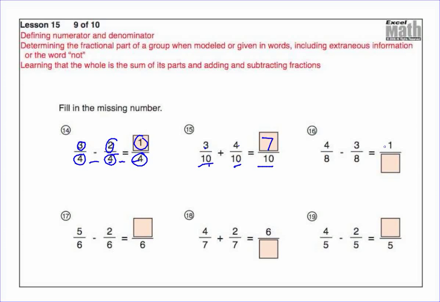So 4 take away 3 is 1, but the denominator is going to stay the same. 4 eighths take away 3 eighths is 1 eighth. 5 sixths minus 2 sixths is going to be 3 sixths because 5 minus 2 is 3. 4 sevenths plus 2 sevenths is 6 sevenths. The denominator stays the same. 4 fifths minus 2 fifths is equal to 2 fifths.